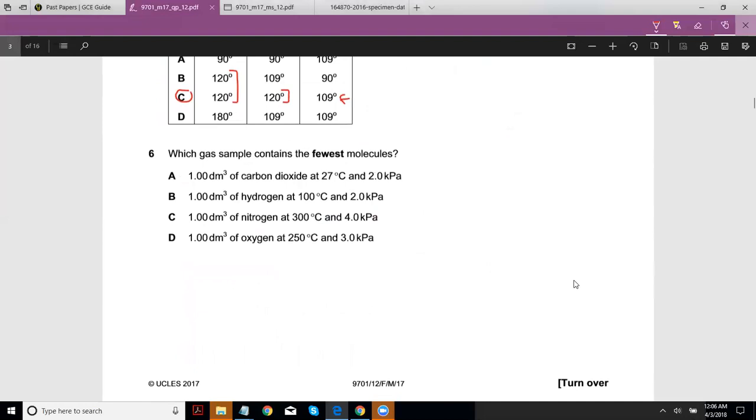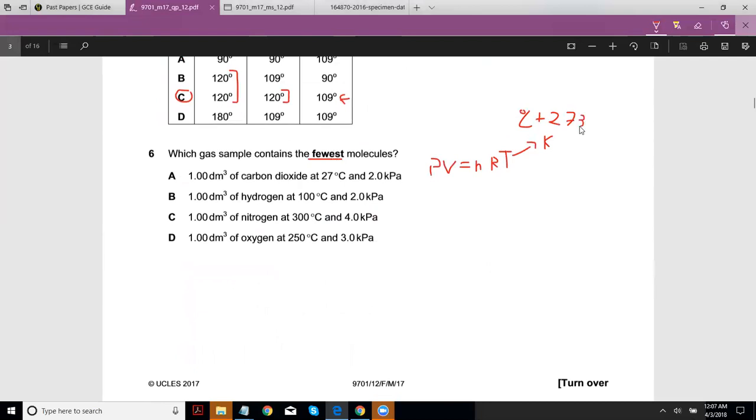Yeah. So which gas sample contains the fewest molecules? I guess you're going to use, if I'm right, PV equals nRT. Yeah. So now a few things about this. Remember that this is in Kelvin, which is basically your degree Celsius, excuse the handwriting, plus 273.